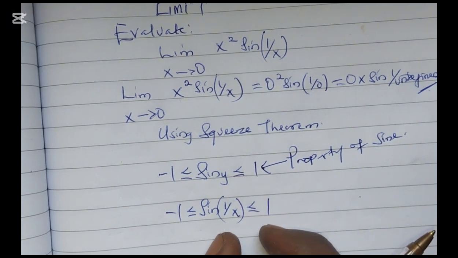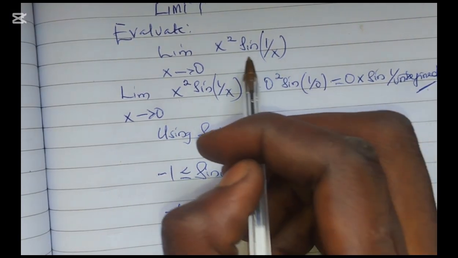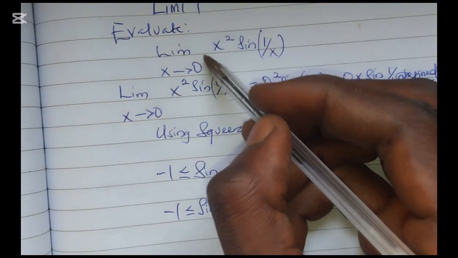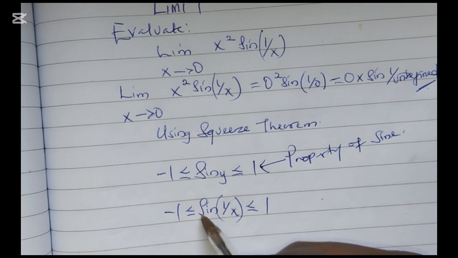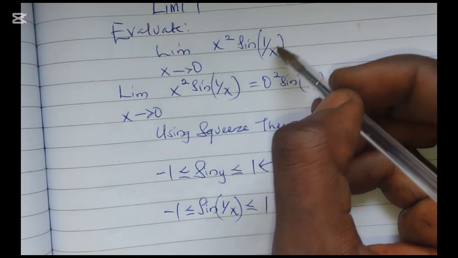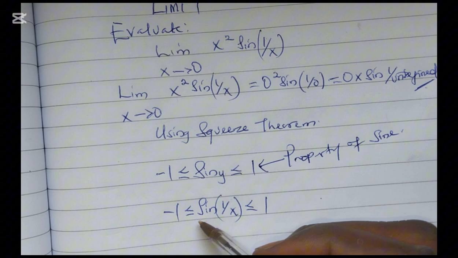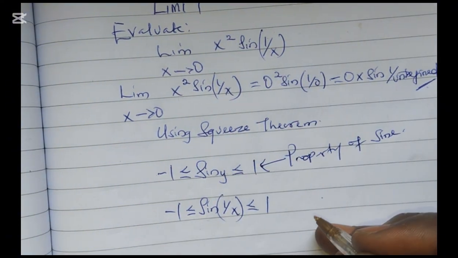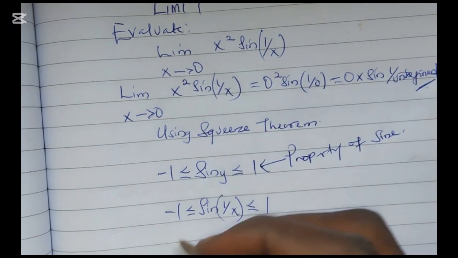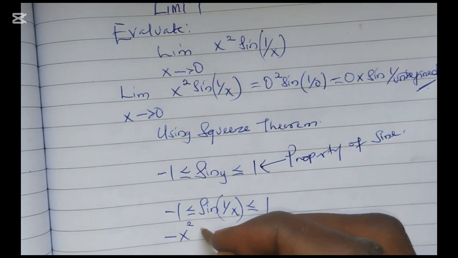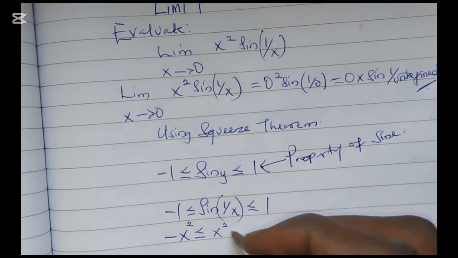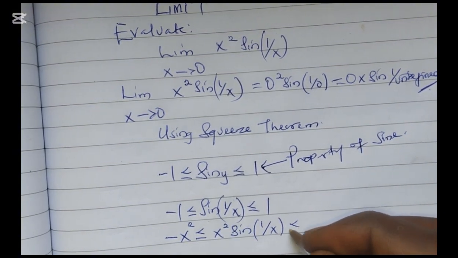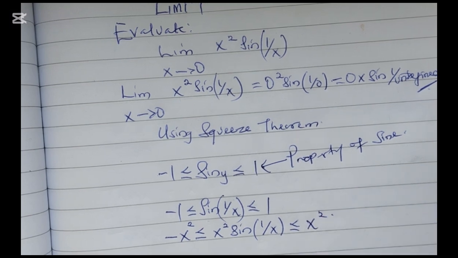So why are we bringing this out? Because we are trying to work our way to this question here. Focus on the center. We have this here, and here we have this. What are we supposed to introduce here? Yes, you're right, x squared. So multiply through by x squared and see what we get. Here we get negative x squared less than or equal to x squared sine 1 all over x less than or equal to x squared.